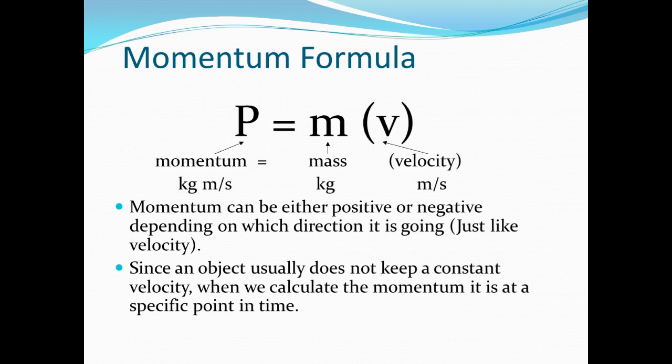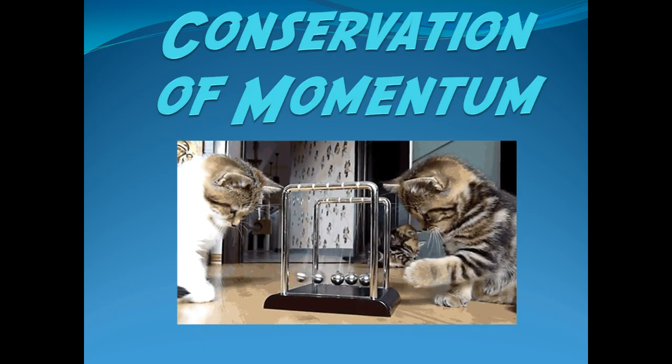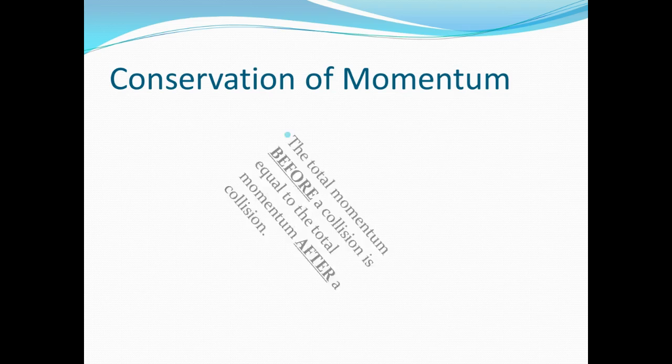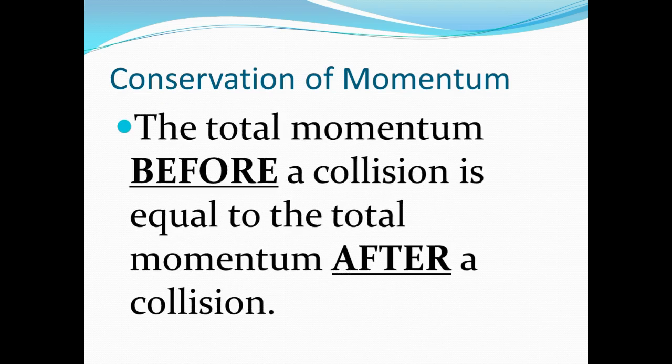Since an object usually does not keep a constant velocity, when we calculate the momentum, it's at a specific point in time. In many cases, it's right as it collides with another object, so we can look at the conservation or transfer of momentum. Conservation of momentum is a rule that states the total momentum before a collision is equal to the total momentum after a collision. This is within the object itself and whatever object it collides with.